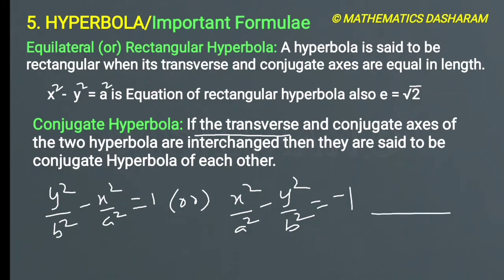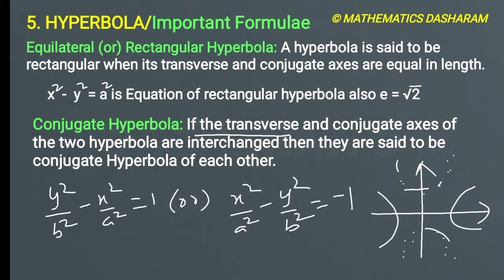For example, here is the x-axis and here is the y-axis. These are the hyperbola, and this dotted line is the conjugate hyperbola, because here the transverse and conjugate axes are interchanged. That is why we got this dotted hyperbola. So these are called conjugate hyperbolas.